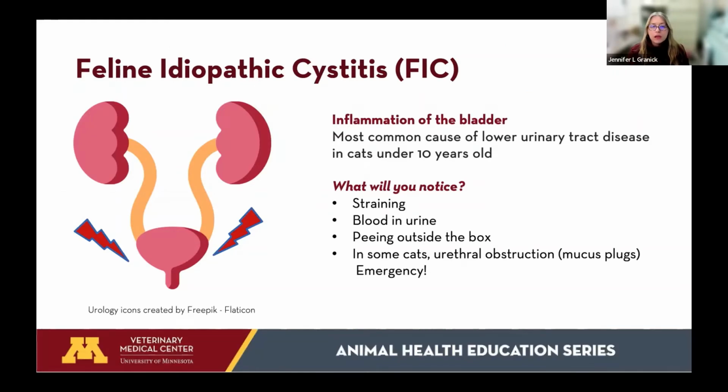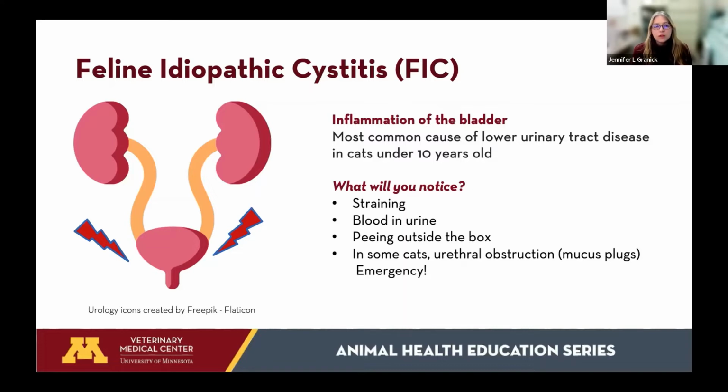Okay, let's talk about feline idiopathic cystitis, because this can look similar to a urinary tract infection, but has really nothing to do with bacteria. It's the most common cause of lower urinary tract disease in cats that are less than 10 years old. And so this is something that we encounter commonly. And again, the signs are really the same.